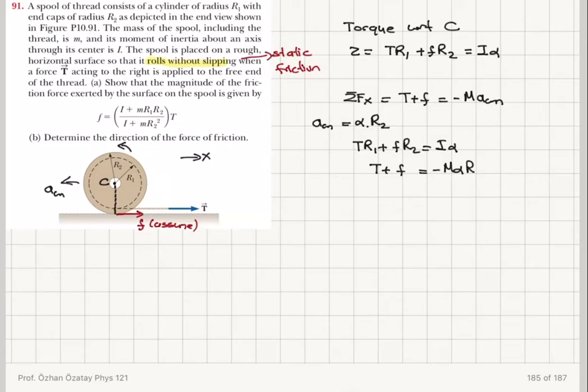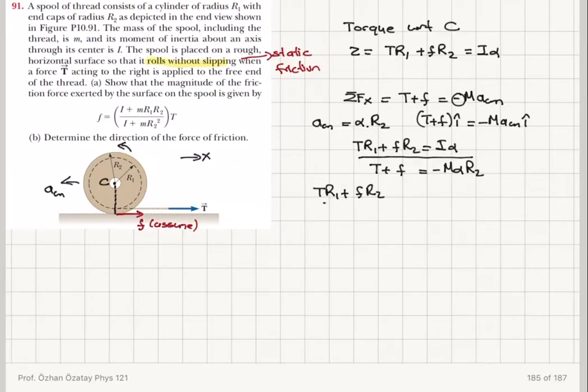Okay, so I have two equations, T r1 plus F r2 is equal to I alpha, and T plus F is equal to minus m alpha r2. Again, why the minus sign? Because its acceleration is to the left. So T and F are in I hat direction. So if you write this like that, this is minus m a CM I hat direction. So that comes from the vector nature of this equation.